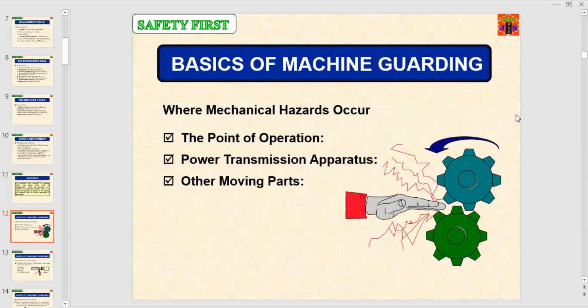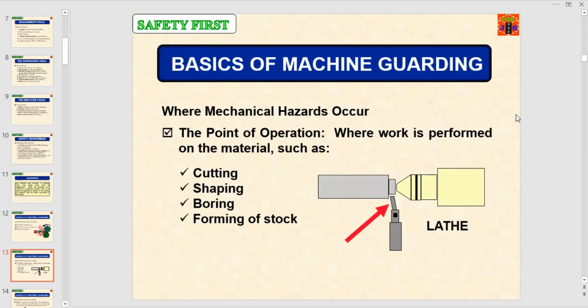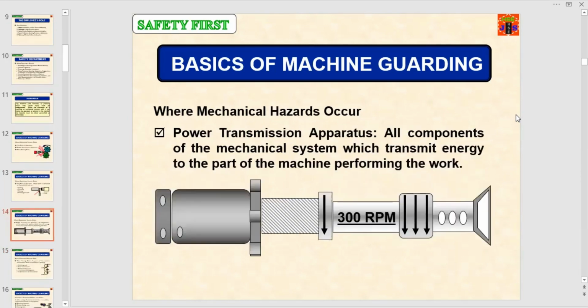Where mechanical hazards occur, there are three main considerations: the point of operation, power transmission apparatus, and other moving parts. We will discuss these points one by one. The point of operation, where work is performed on the material such as cutting, shaping, boring, or forming of stock. Number two, power transmission apparatus, all components of the mechanical system which transmit energy to the part of machine performing the work, that is power transmission apparatus.